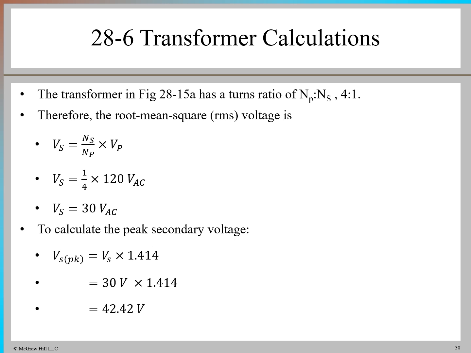The peak-to-peak voltage, V sub P, which represents the total voltage swing, is calculated by multiplying the peak voltage by 2, resulting in 84.84 volts peak. These values are important for understanding the behavior of the rectifier, as they define the maximum and minimum voltages the circuit will encounter during operation.